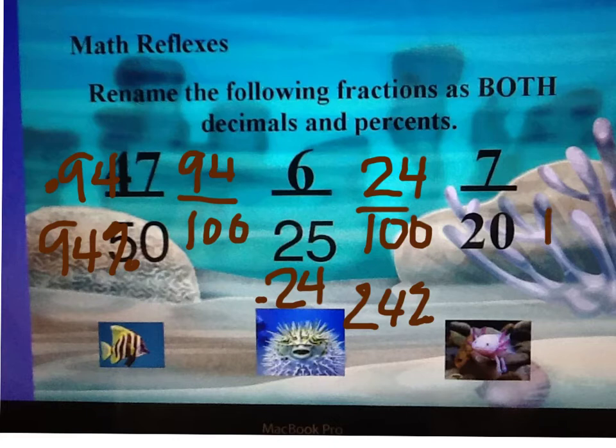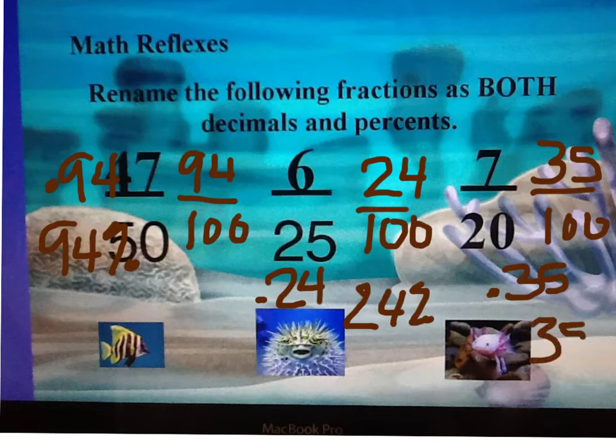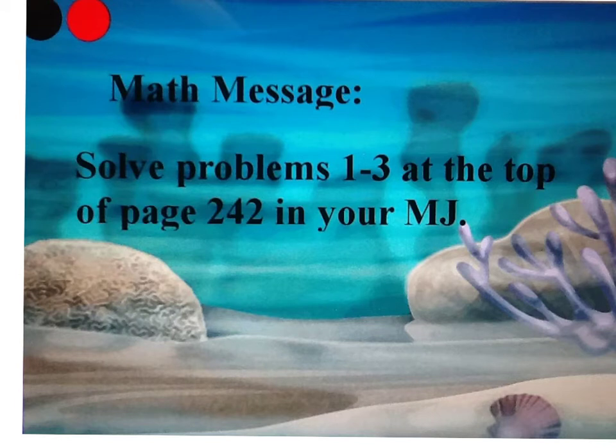Last example, looking at 7/20. Get out of 100, skip count to 20, 40, 60, 80, 100. So we did that 5 times. 7 times 5 is 35. And we have 35 hundredths and 35%.